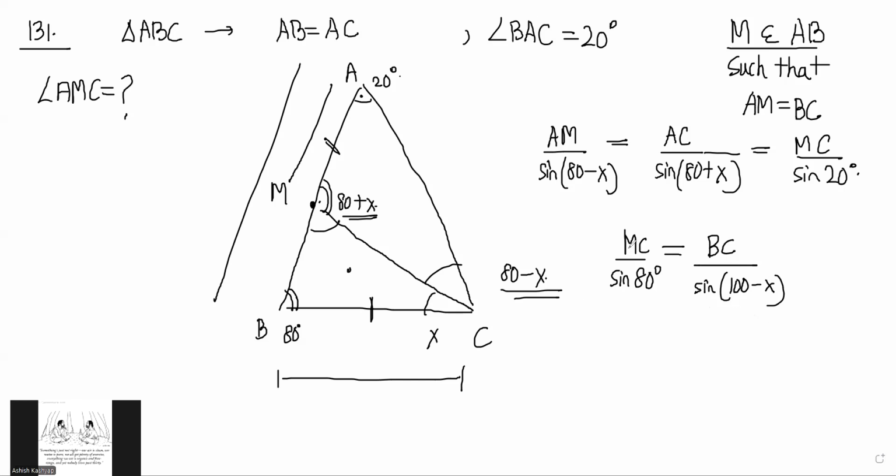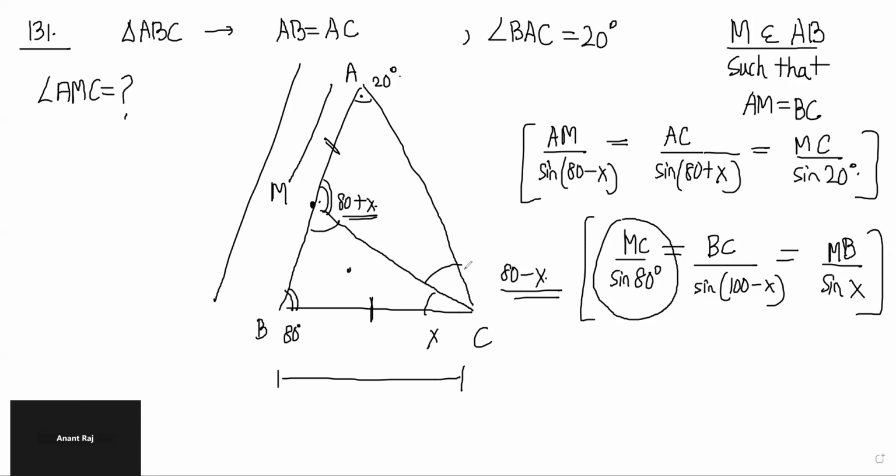I don't need MB, I already know. MC can be used with AC, BC. I have to write the third one also because MB will be important: MB by sine x. Because AM plus MB will be AB, right? Do you understand what I'm saying? We know AM plus MB is AB, which is equal to AC.